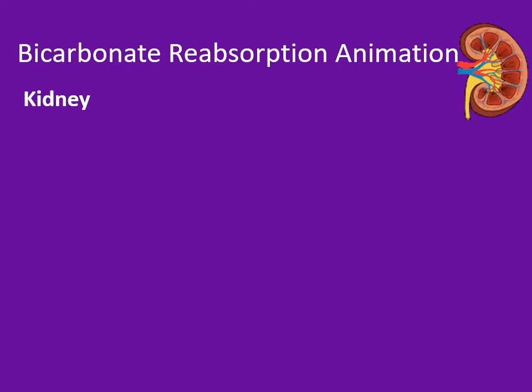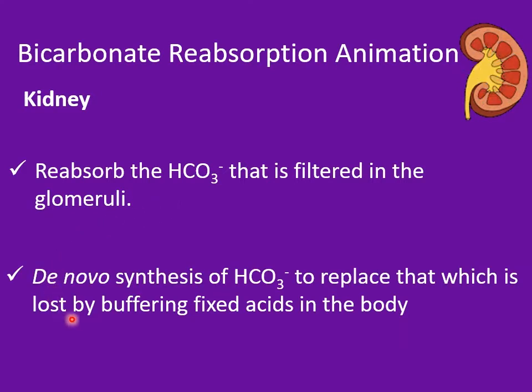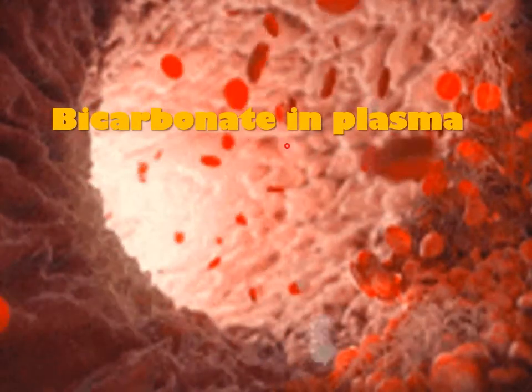The kidneys have two roles in bicarbonate regulation. The first one is to reabsorb bicarbonate that is filtered in the glomeruli. And the second one is to synthesize de novo the bicarbonate that is consumed while buffering fixed acids in the body. Today I will explain how bicarbonate is reabsorbed. Let's start by looking into the bicarbonate problem.